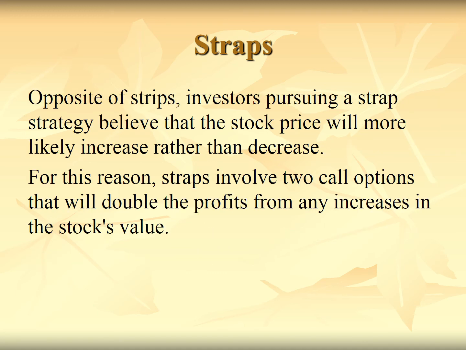Opposite of strips, investors pursuing a strap strategy believe that the stock price will more likely increase than decrease, because he is a bullish investor and he is behaving like a bull. Therefore, he is expecting that the stock price will increase. For this reason, straps involve two call options that will double the profit from any increases in the prices of the stocks.